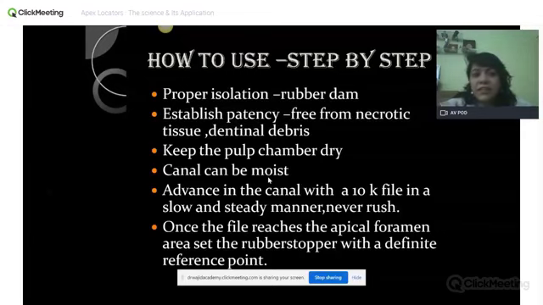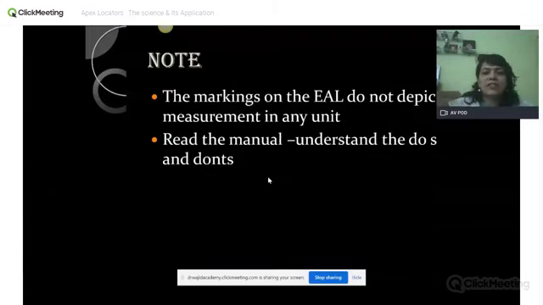Keep the pulp chamber relatively dry. The canal can be slightly moist. Advance in the canal with a 10K file in a slow and steady manner. Never rush. Once the file reaches the apical foramen area, set the rubber stopper with a definitive reference point.